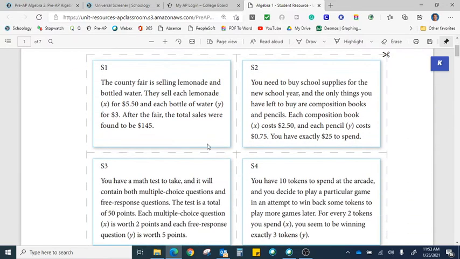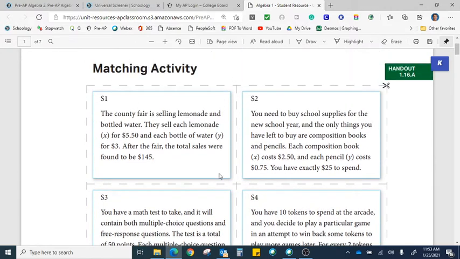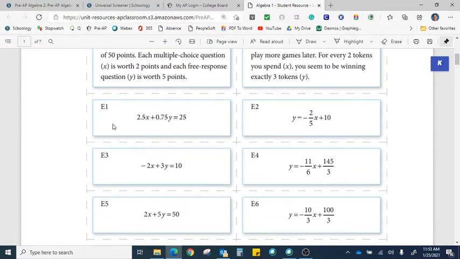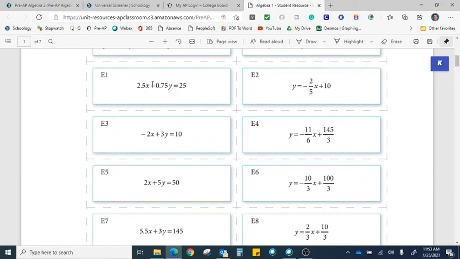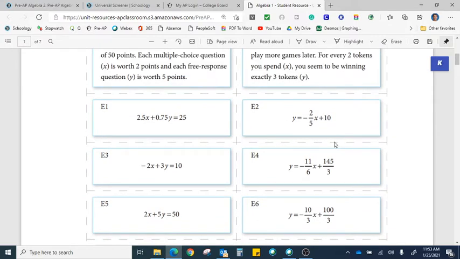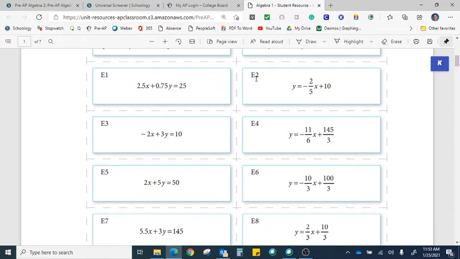We're going to have a word problem. Okay, so we have S1, S2, S3, S4. There's a word problem. We have an equation that is in standard form, AX plus BY equals C, like E1, E3, E5, and E7. We have an equation that is in slope-intercept form. So slope-intercept form, M is the number that's in front of the X, and B is the constant that you're adding to the X term. So for example, E2, E4, E6, and E8.